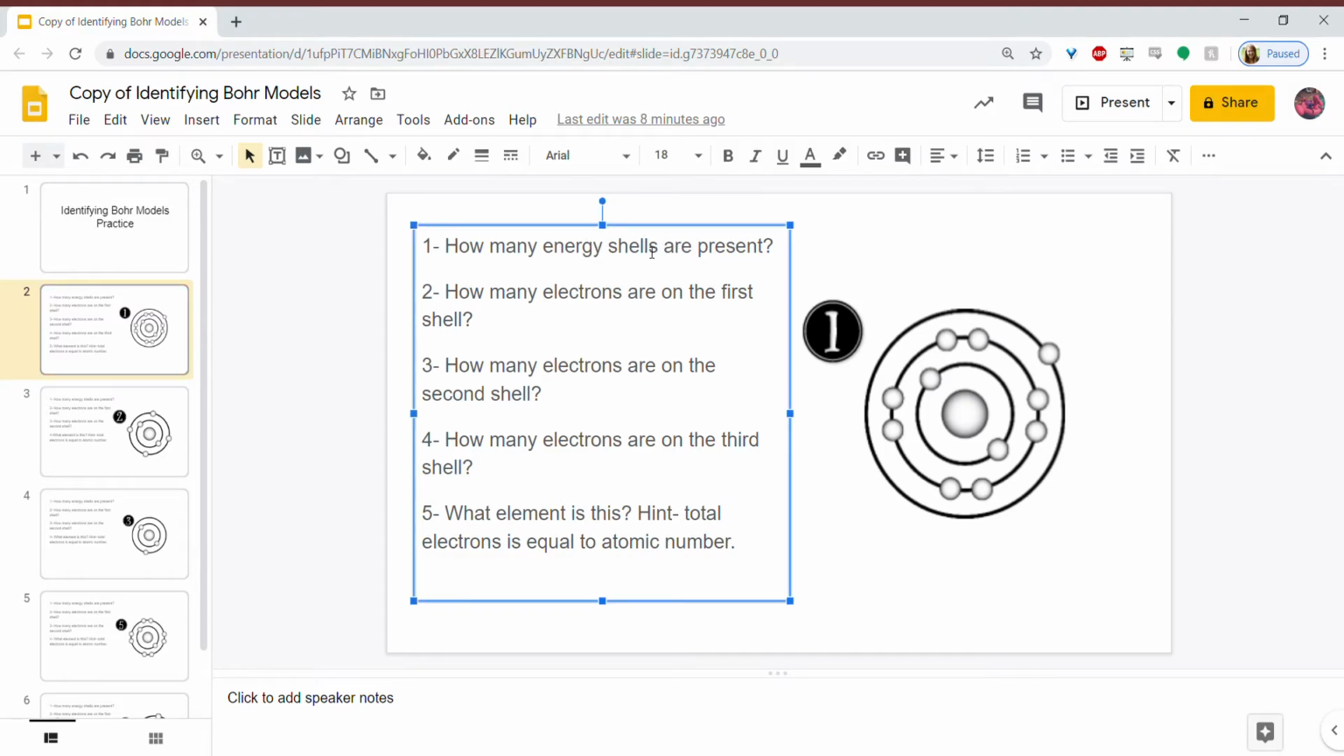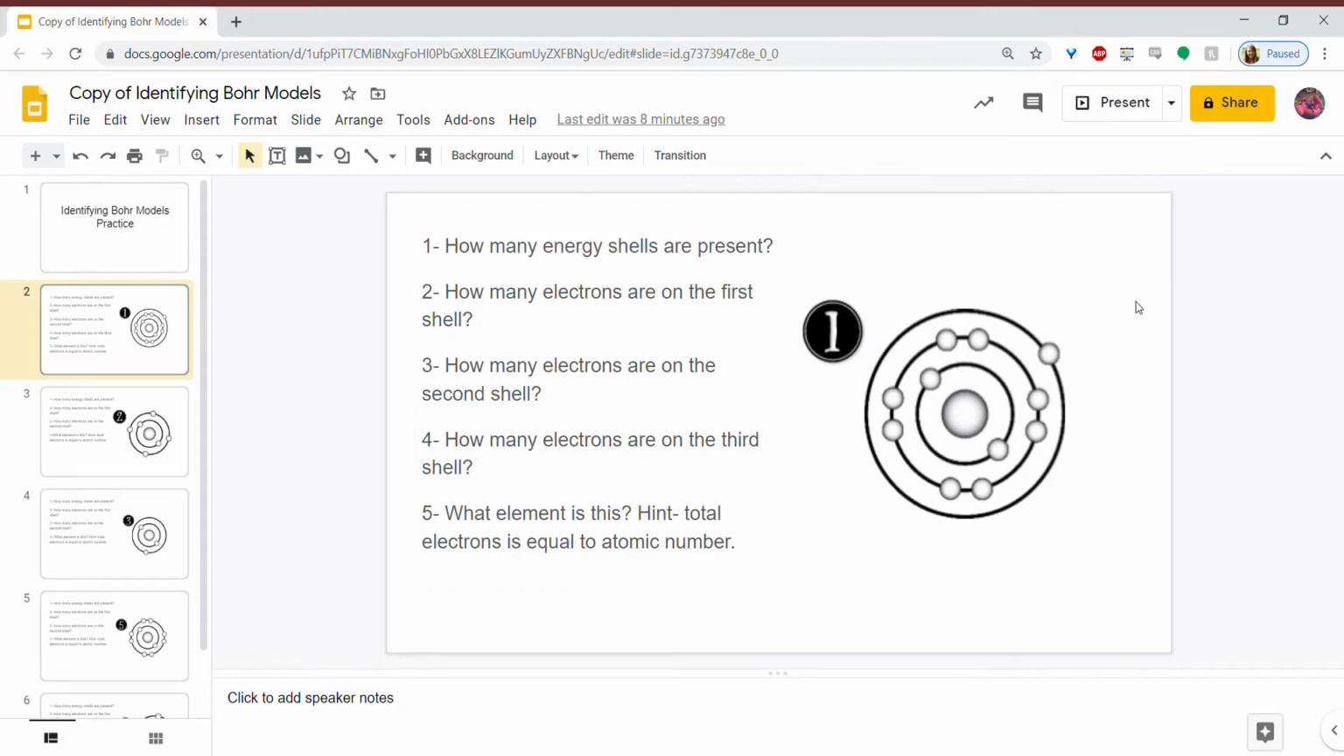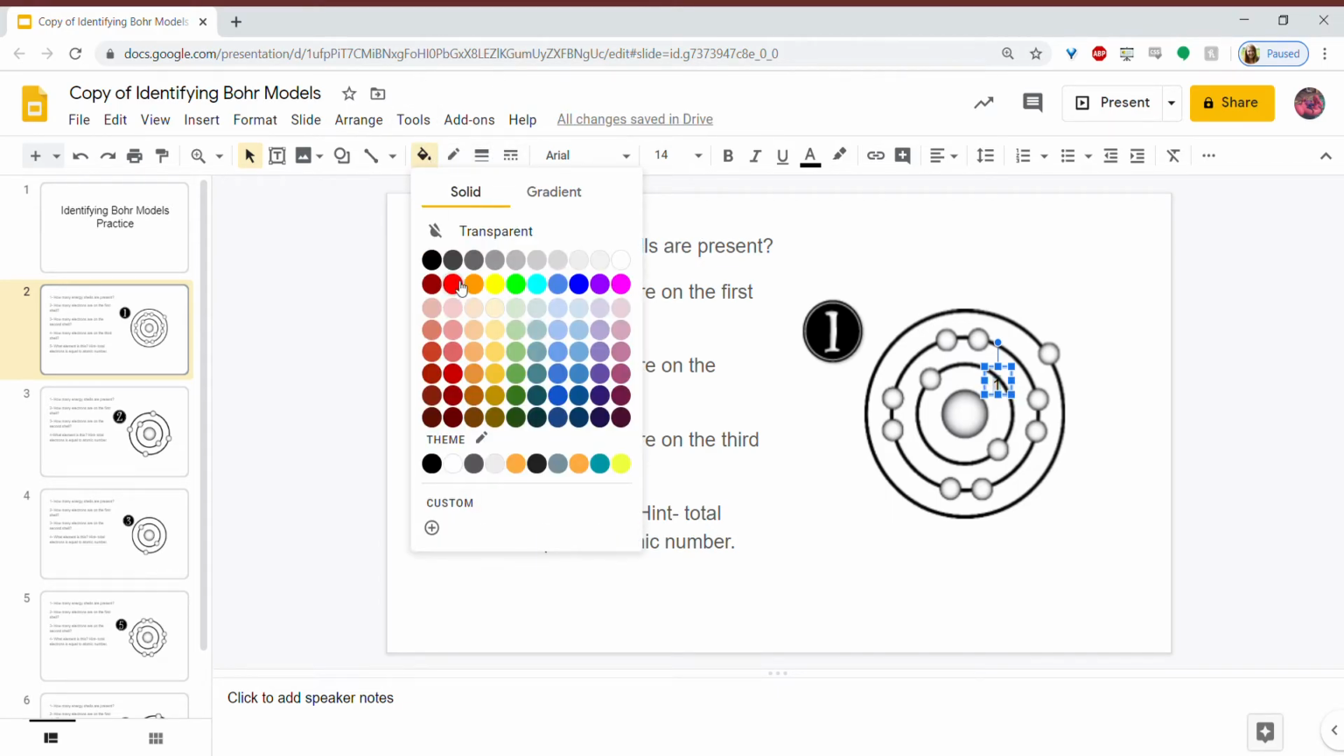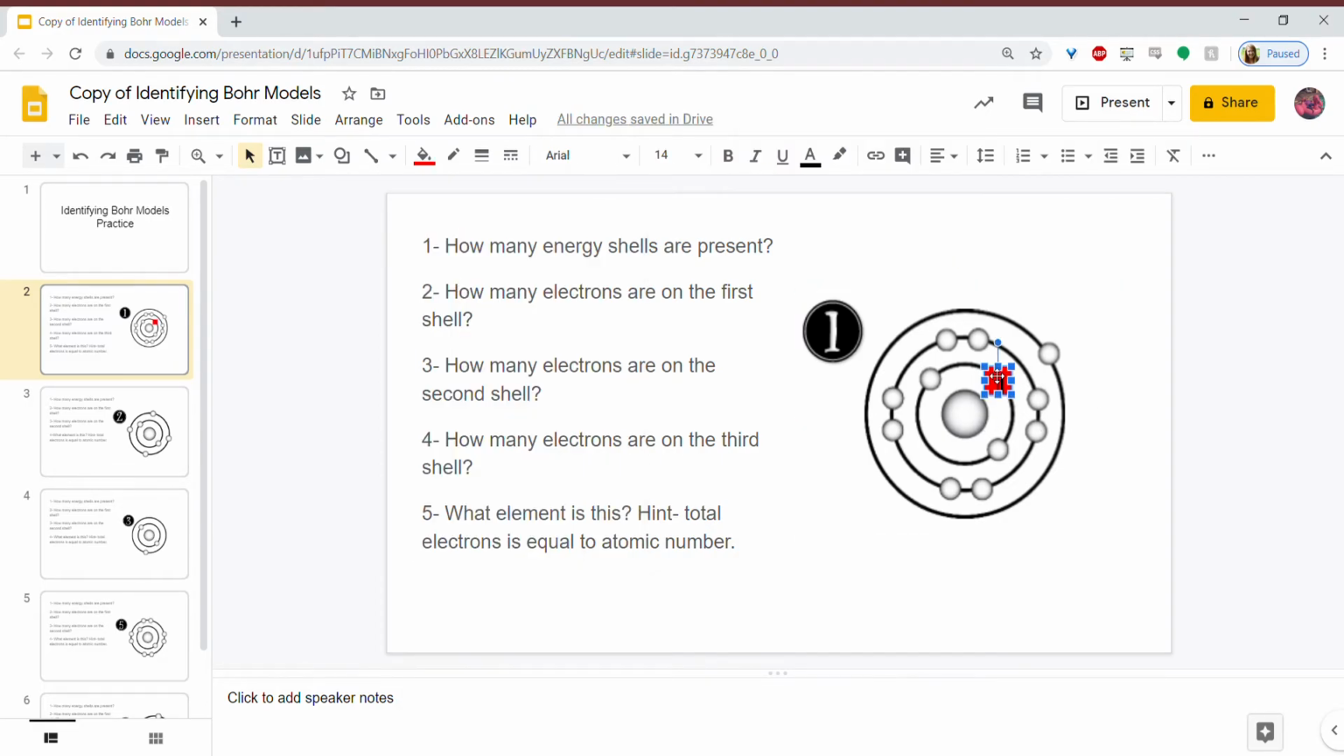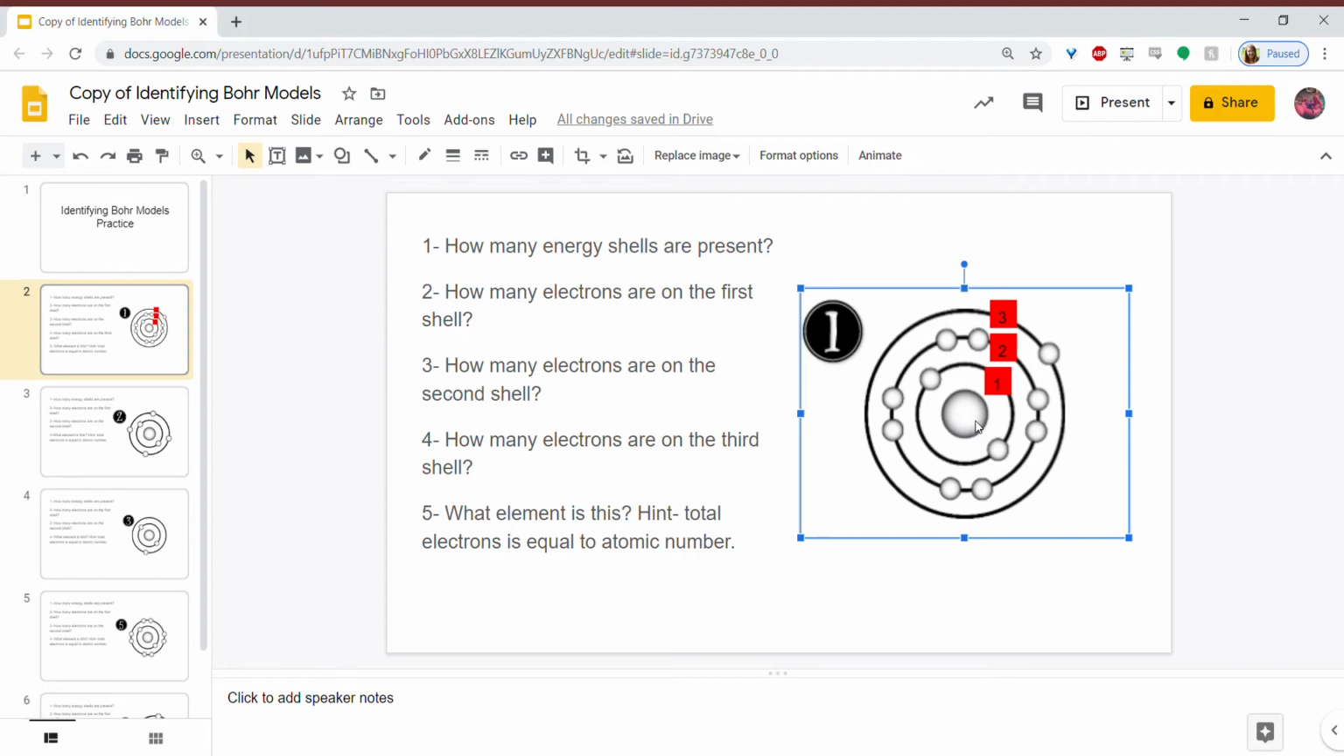So, first one says, how many energy shells are present? To count energy shells, I look for how many circles there are. I see that there are 1, 2, and 3 circles. So remember, an energy shell has to do with the number of rings we see around the nucleus, and the nucleus is this middle circle. So there are 1, 2, 3 rings going around. How many energy shells are present?